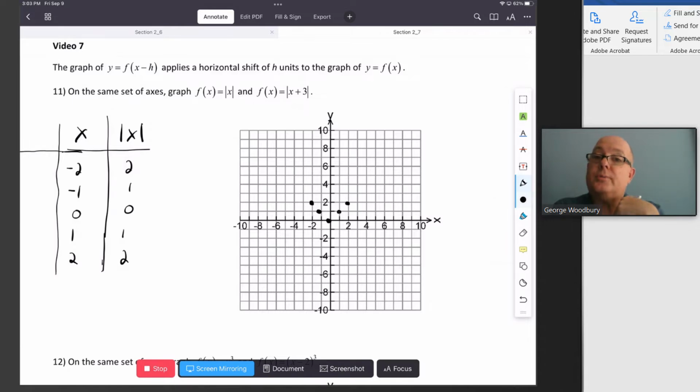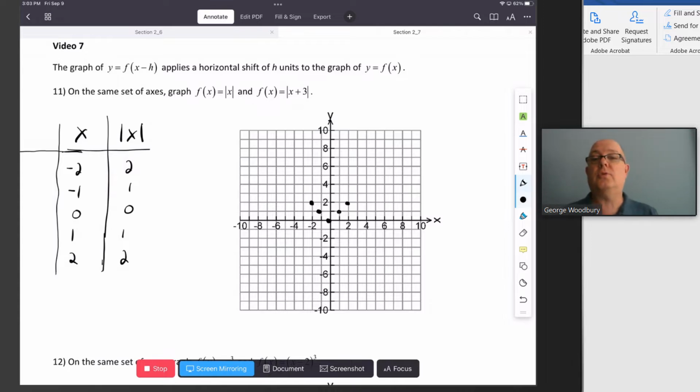Hi, I'm George Woodbury from College of the Sequoias in Visalia, California, and in this video we're going to talk about horizontal shifts of functions, or the graphs of functions. If you have the graph of a function f of x minus h, that applies a horizontal shift of h units left or right, depending on the value of h.